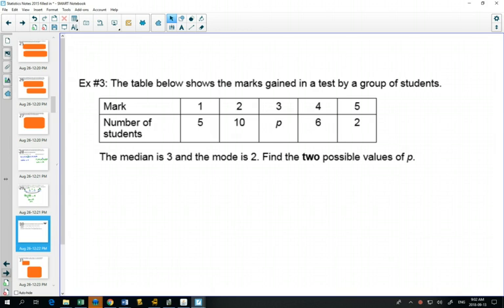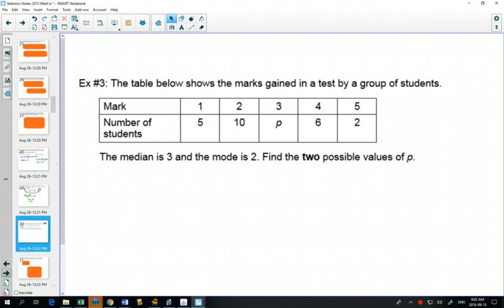Here's marks on our test. An IB test out of 7. Nobody got 6. Nobody got 7. Nobody got 0. The median is 3 and the mode is 2. That means there are 2 possible values of P.